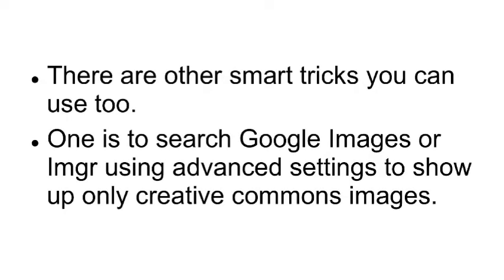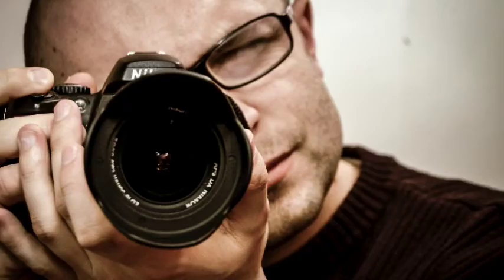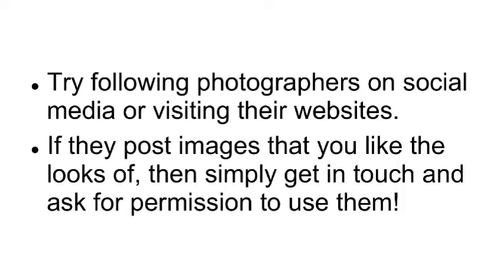Smart tricks. There are other smart tricks you can use too. One is to search Google Images or Imager, using advanced settings to show up only Creative Commons images. Another useful strategy is to simply try reaching out to creators with images that you want to use. Try following photographers on social media or visiting their websites.